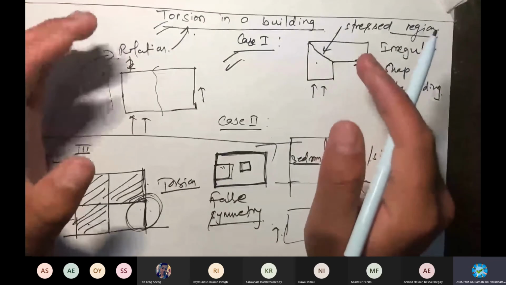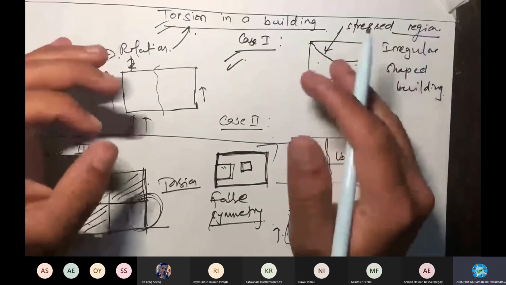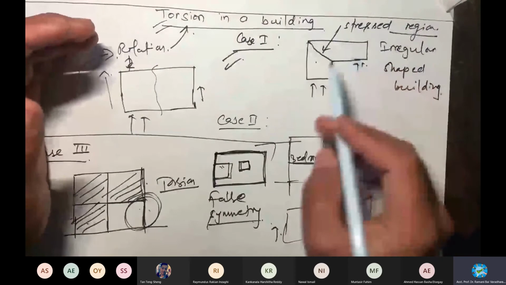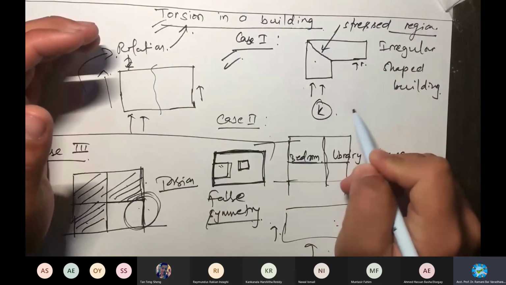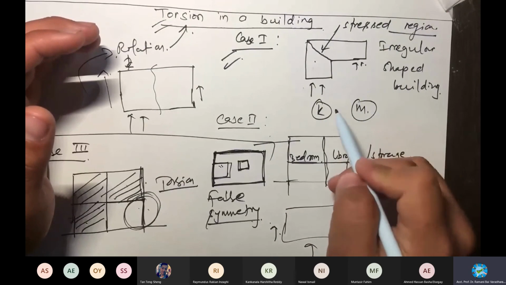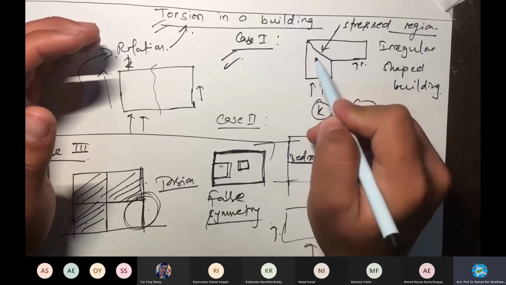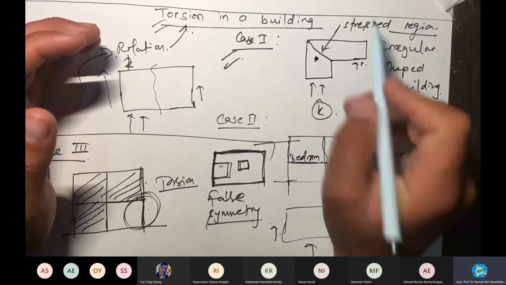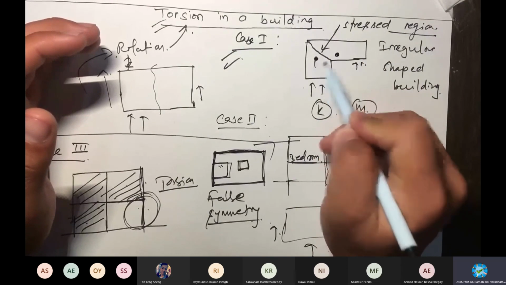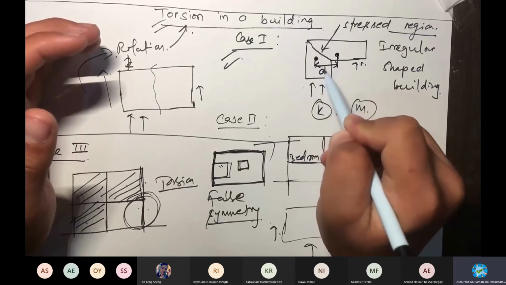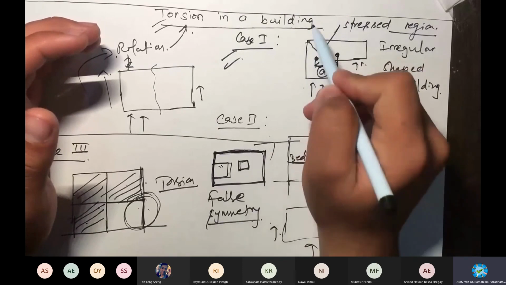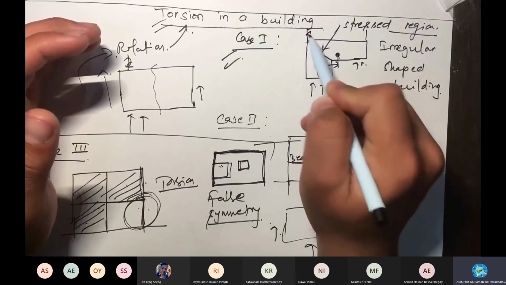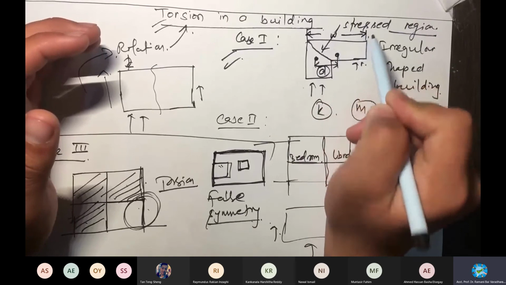So significant torsion will be taken as the condition where the distance between the story center of rigidity and the center of mass is large. The center of rigidity we denote by K, and the center of mass we denote by M. So suppose that we got the center of rigidity of the building over here and the center of mass here, and we know the distance from here to here, suppose it's D. And we know the distance from here up to here, so this is the width of the building. Let us assume that it's W.